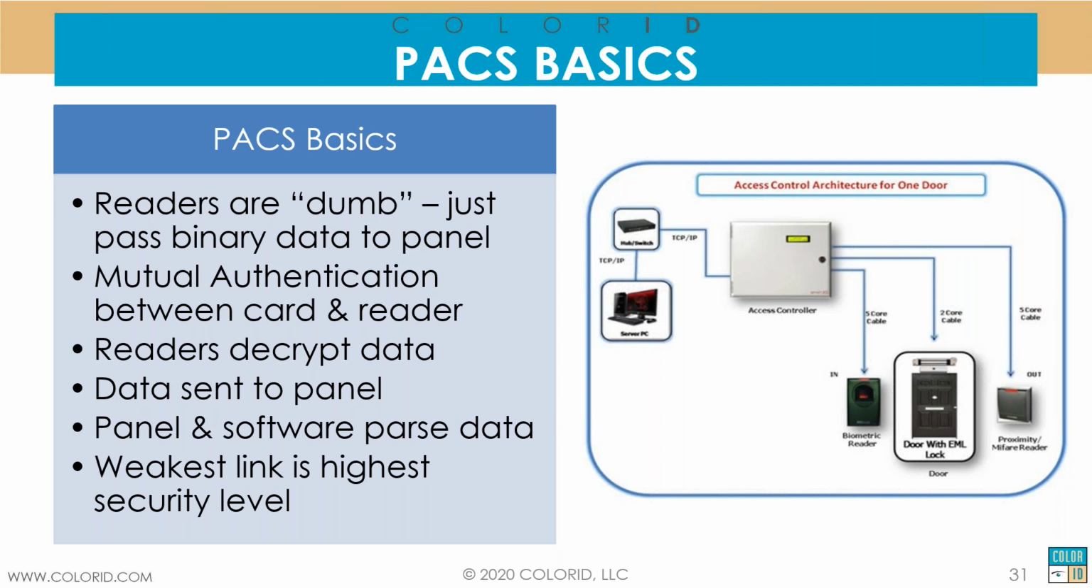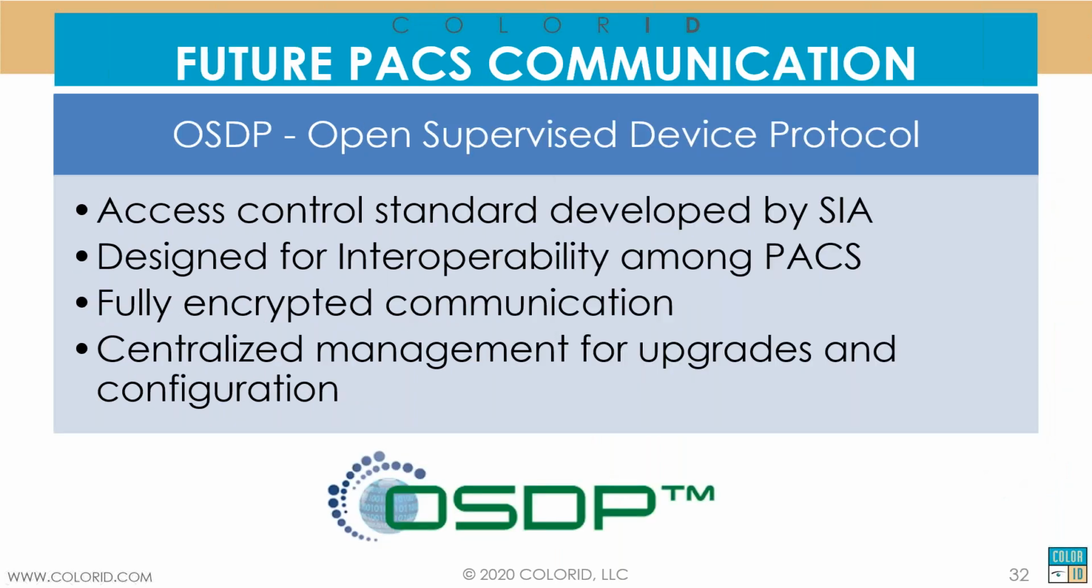One thing to point out, in this kind of random diagram here, is that any weak link in your system sets the highest security level for your system. So if you have a really weak card and reader interface like PROX or magstripe, then your system is not terribly strong. If you have another link in the system that's also not so strong, then that becomes your weak link.